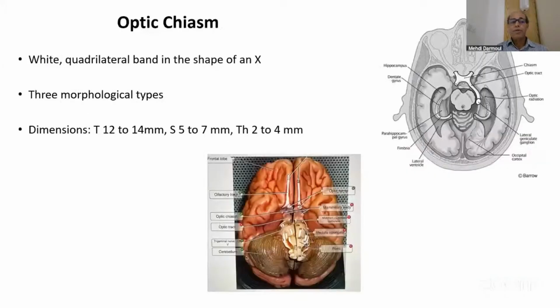We go now to the optic chiasm, the third part of the extracerebral portion of the visual pathway. It is a white quadrilateral band in the shape of an X with three morphological types. The transverse dimension is 12 to 14 millimeters, the sagittal 5 to 7 millimeters, and the thickness 2 to 4 millimeters. This chiasm lies on the inferior surface of the brain.